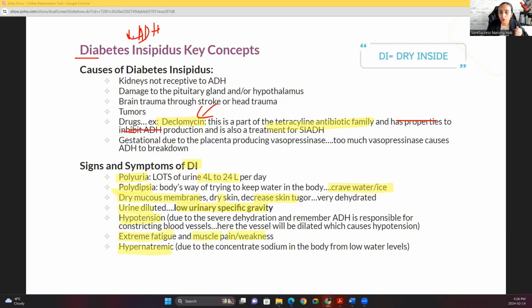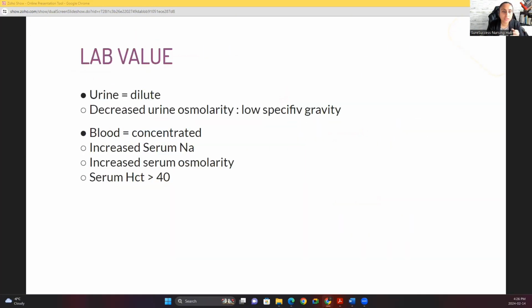Hyper. All right. So again, please have the concept ready. Urine is dilute, meaning concentration is less. Less concentration means less osmolarity, less specific gravity. Blood is very thick, very concentrated. Why? Because sodium is increased, and with increased sodium, serum osmolarity and even the blood concentration, hematocrit, will be increased, and that is the reason.